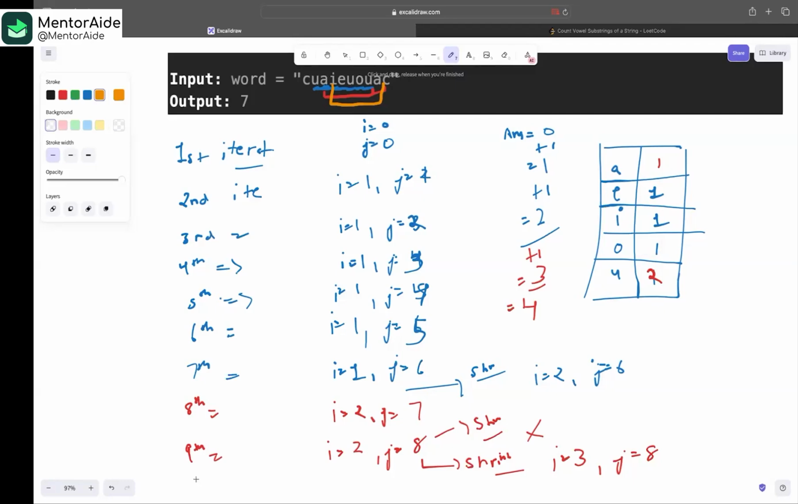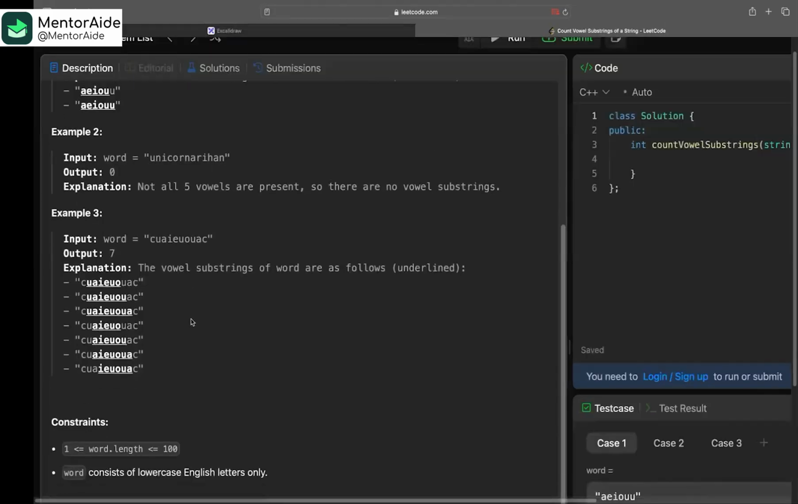Then I think we are at our last iteration then. 10th one. I will be 3. J will be what? 9. And C is not there at all. So we have nothing to create as such. The answer is 4 according to us, but the answer is 7 here. So what have we missed out?